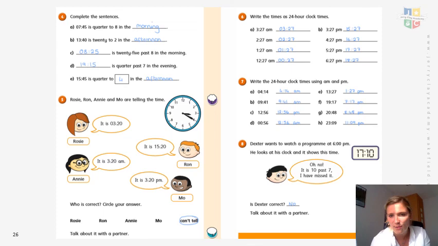Write the 24-hour clock times using AM and PM. So this time you have got the hours for number 7 that are already in 24-hour time, and you need to now identify whether they are AM or PM. All of the ones which are with a 0 at the start will generally be AM, and all the ones which are after 12 will be PM.